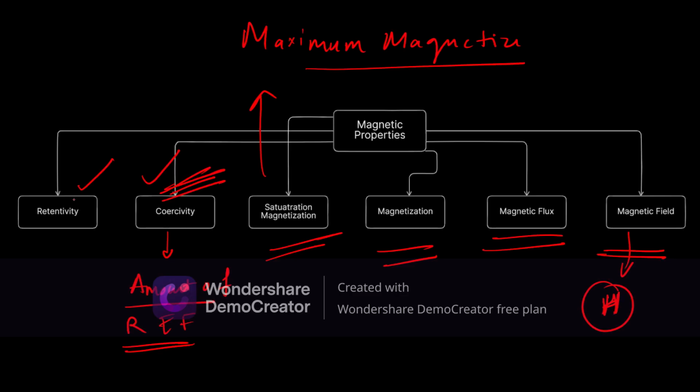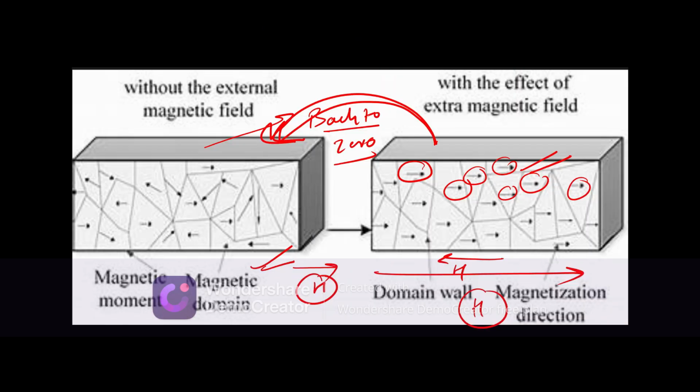And the last term is retentivity. The name itself says retention. If I remove this external magnetic field, the magnetic dipoles will try to get back to their natural state, but some of them will still remain arranged in that direction only. This residual magnetization is nothing but retentivity. How much magnetization remains in the material when we remove the external magnetic field, that is retentivity.